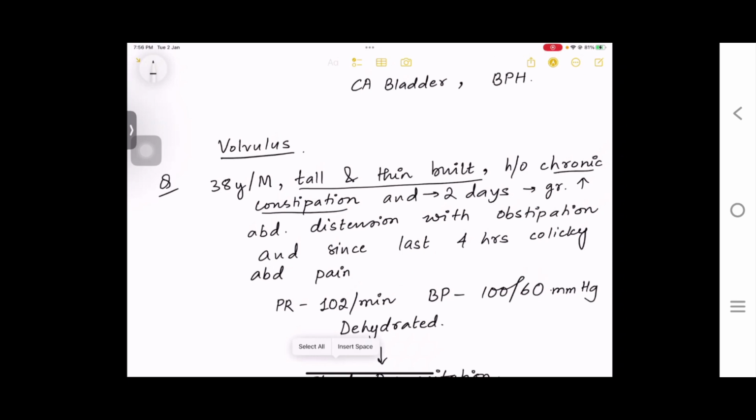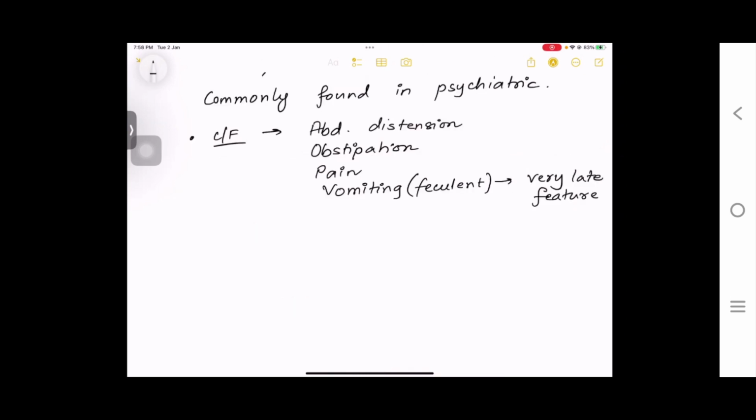Now there are some examination findings, that is the pulse rate is 102 per minute, BP is 100/60, and the patient is dehydrated. So the question arises that how will you manage this case? But before that, I will tell you the clinical features which are present in volvulus.